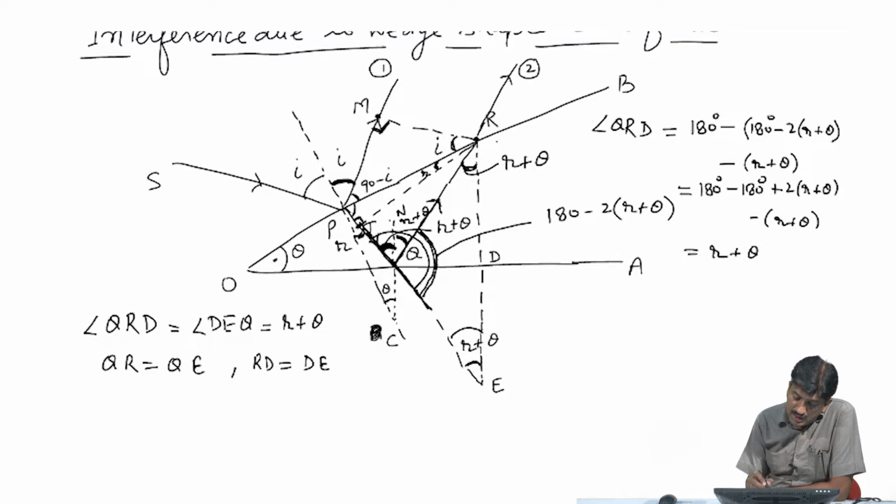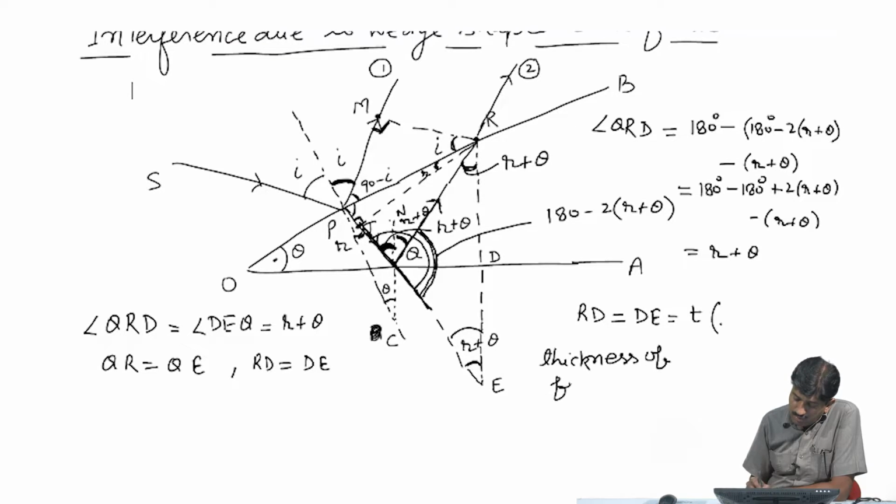If we take RD or DE, T represents the thickness of the film. If T is the thickness of the film, it means this is T and it is again T.